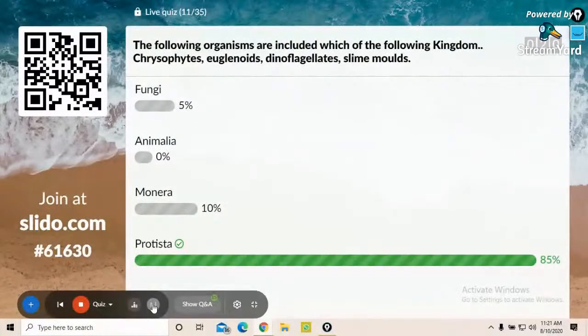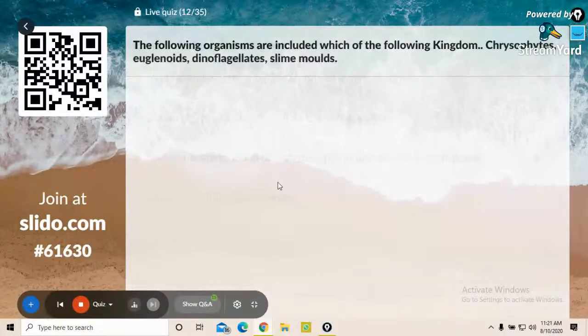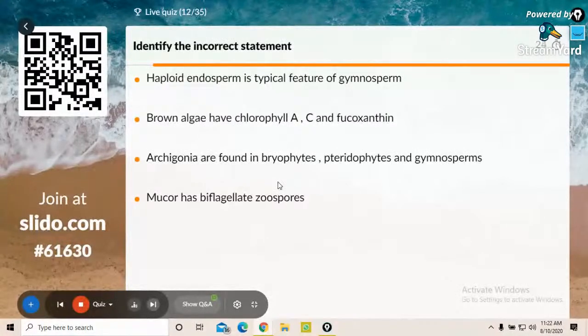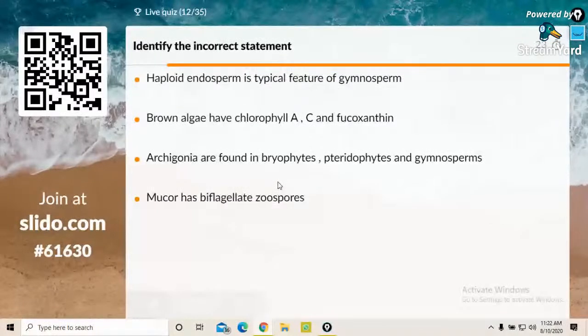12th question on the screen. Identify the incorrect statement. Haploid endosperm is the typical feature of gymnosperm. Brown algae have chlorophyll a, c, and fucoxanthin. Archegonia are found in bryophytes, pteridophytes, and gymnosperm. Mucor has biflagellated zoospore.